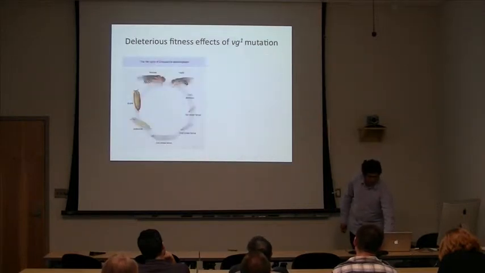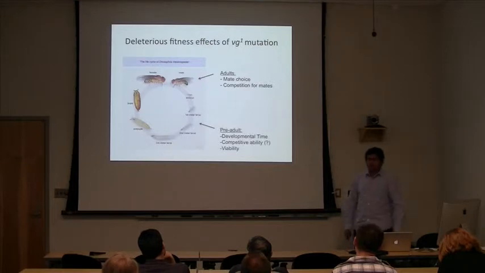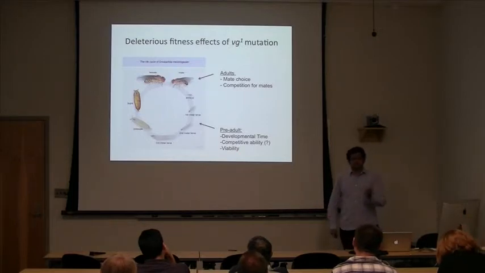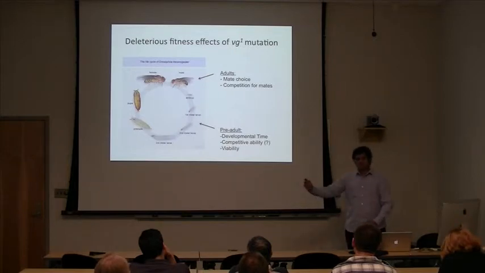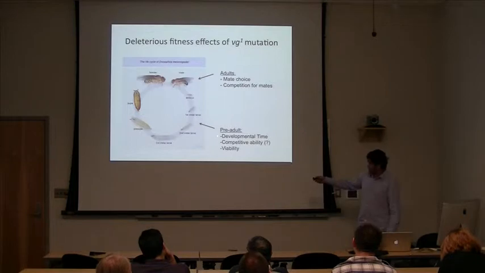A quick overview of what this can do. It ablates the wing, so it affects mate choice in the adults. It is also known to have pleiotropic effects in the larval stages, in terms of developmental time, probably competitive ability, and viability. So lay an egg, how many adults it grows, basically. It affects that.